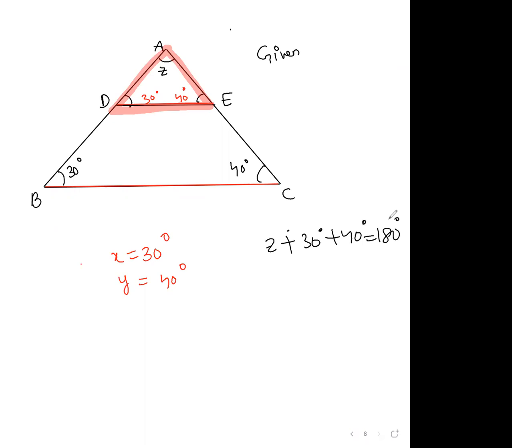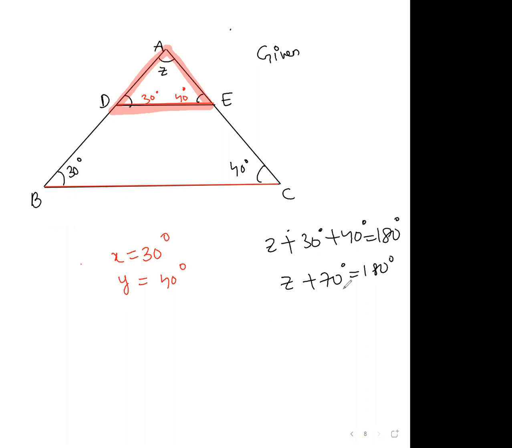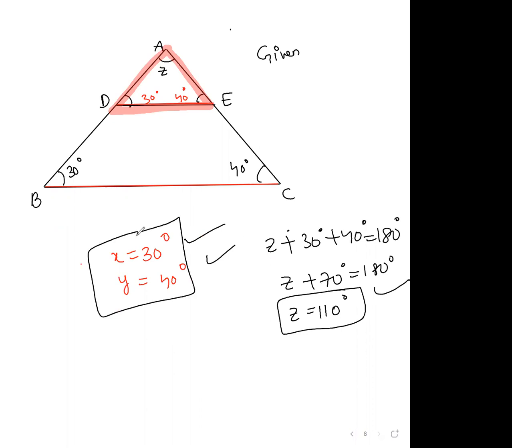30 plus 40 is 70. So z plus 70 gives 180. Next. Then z is equal to 110. Very good. So that's all we had to find, right? x, y, and z. Found. Done.